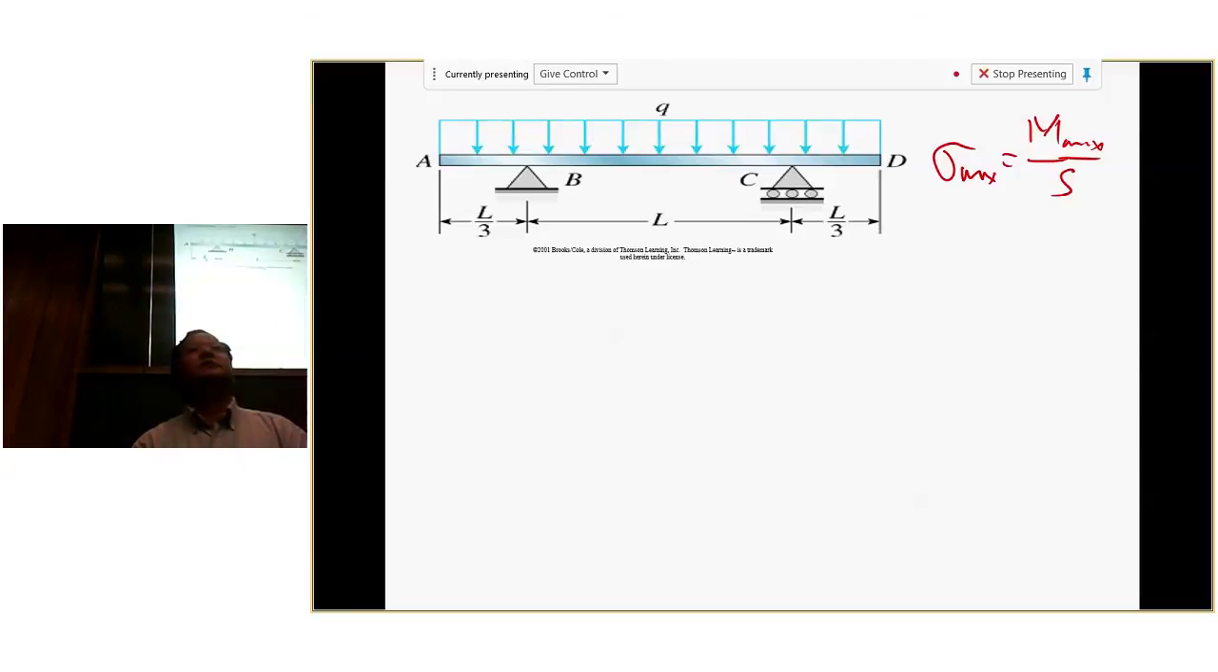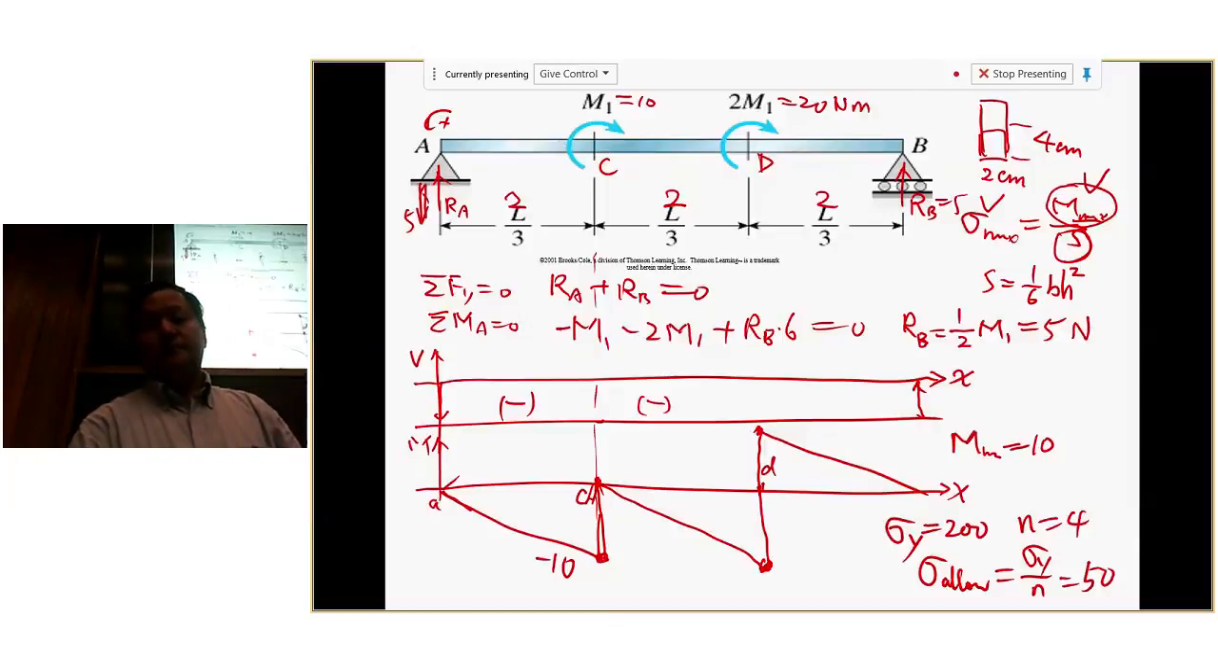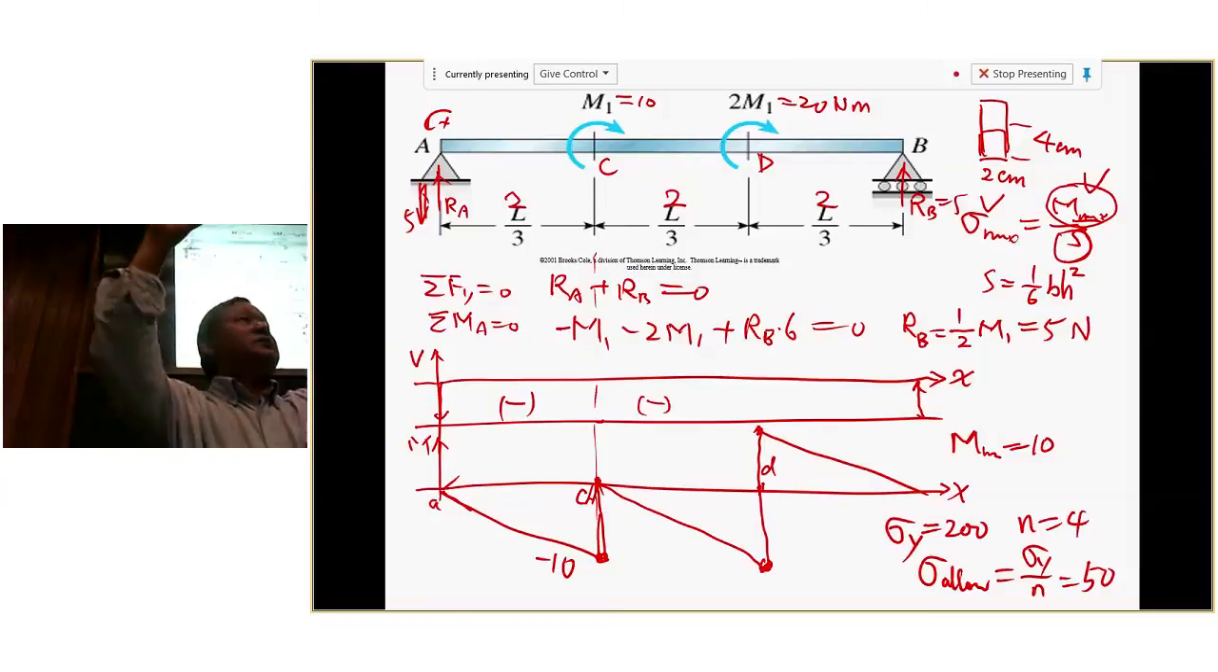Can you go back to the other slide real quick? A question about the M diagram. At point C it's negative 10. But if it were negative 20 and D was 10, we would take negative 20, because positive and negative moments just bend the beam in different ways.